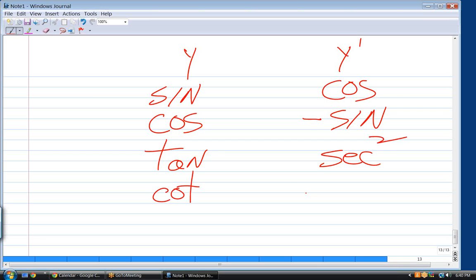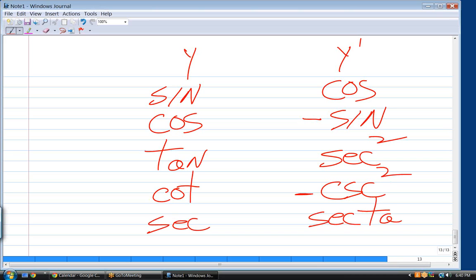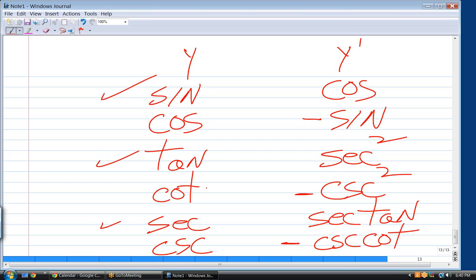The derivative of cotangent is negative cosecant squared. The derivative of secant is secant tangent. And the derivative of cosecant is negative cosecant cotangent. Now that might seem hard to remember, but notice that if you look at the 3 cofunctions, the derivative of the cofunction is negative in each case.